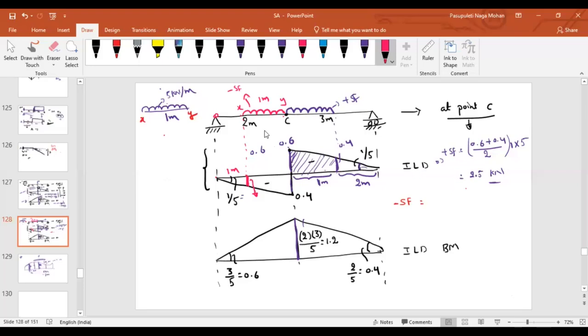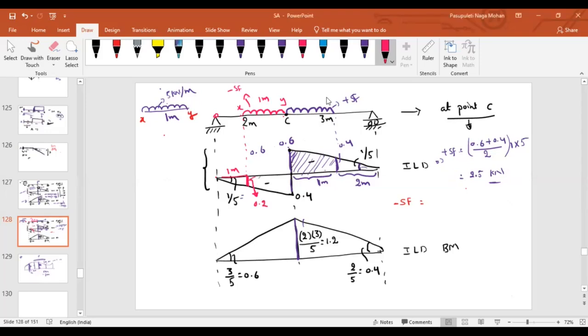What about this ordinate? Can you please tell me? Come on, guys, quick. If you're not saying quickly, then it means you guys are not following. That's what I should assume. 0.2, sir. Yeah, this is 1 meter and the slope is 1 by 5, 0.2.